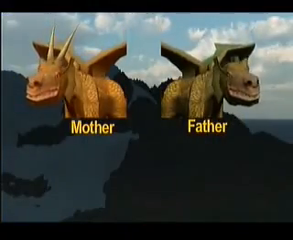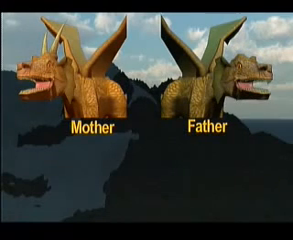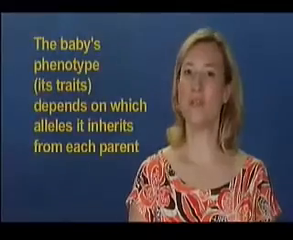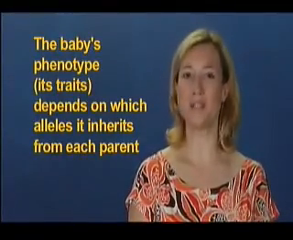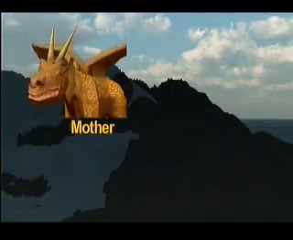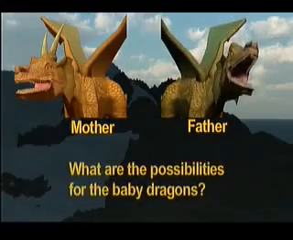Each parent contributes 1/2 of the baby dragon's genes. For each trait, the baby dragon gets 1 allele from its mother and 1 allele from its father. The baby's phenotype depends on what specific alleles it gets from each parent. Let's look at an example. Suppose a female dragon with horns mates with a male dragon with no horns. What are the possibilities for the baby dragons?